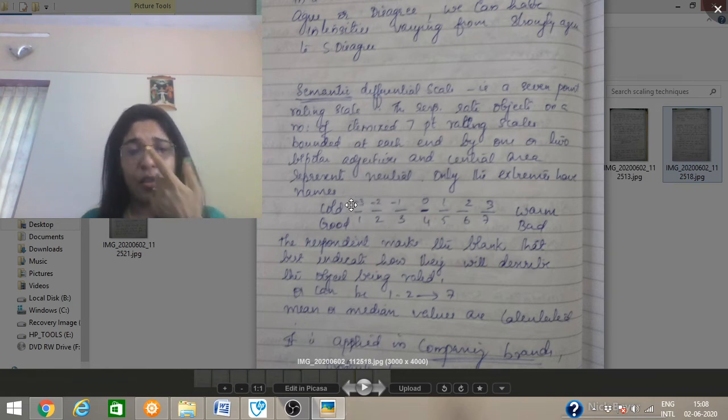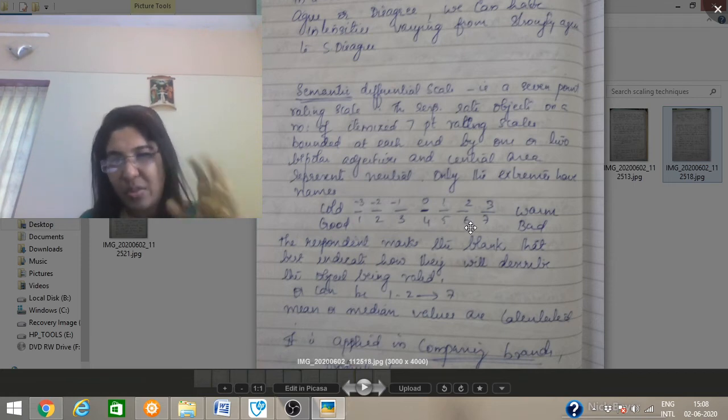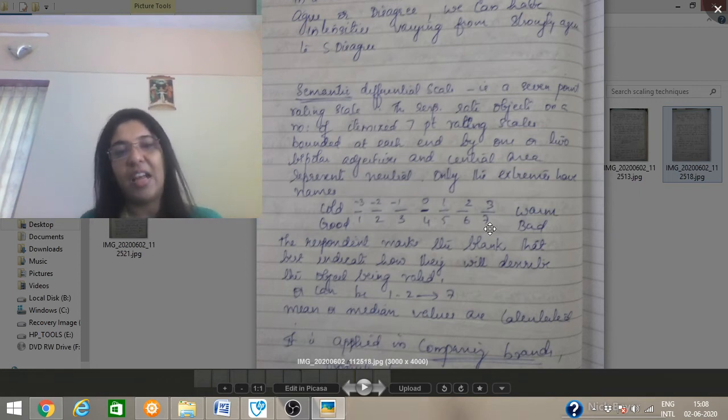Another thing is, you can also put it like that. If it is good, you can give a rating of 1. If it is okay, average, you can give a rating of 2. Okay, 3. Moderate, that is, you don't have any opinion, you can give a 4. If it is not good, 5. If you still don't like it, 6. If it is very bad for you, you can give a marking of 7 also.